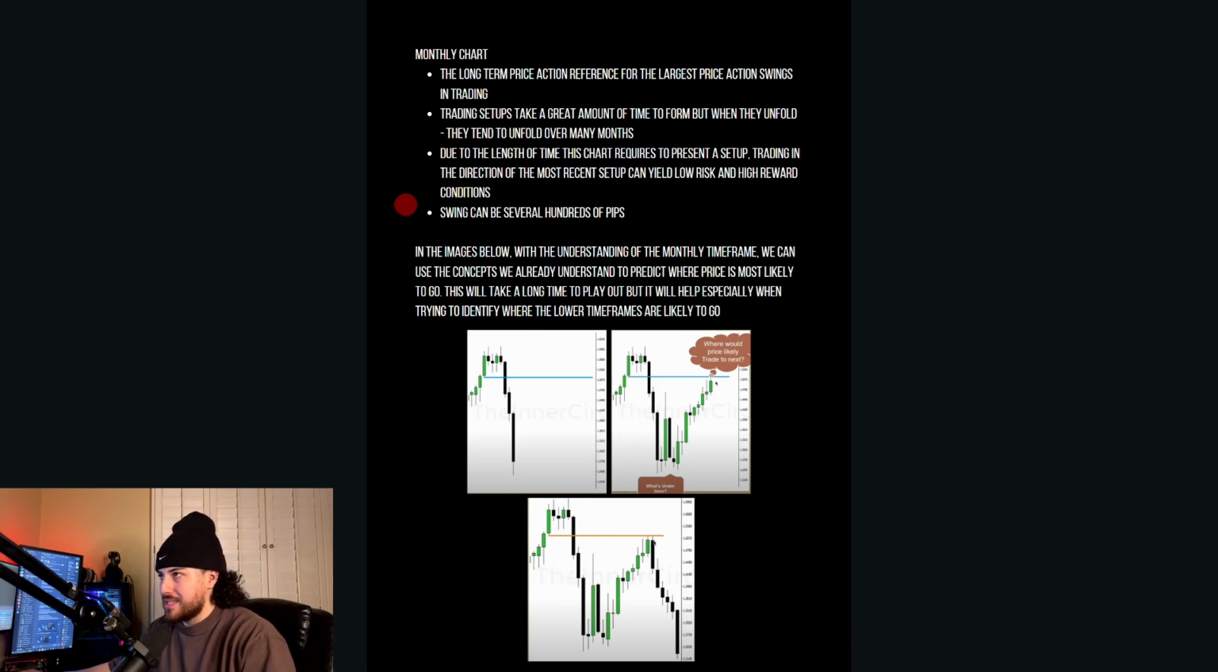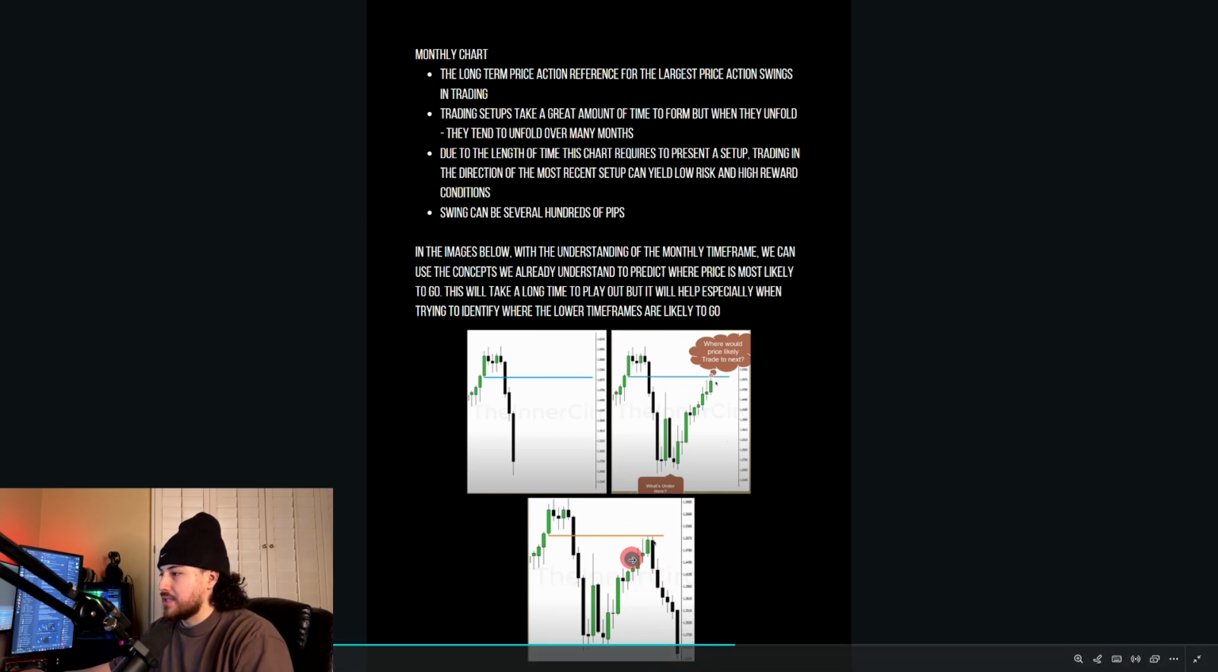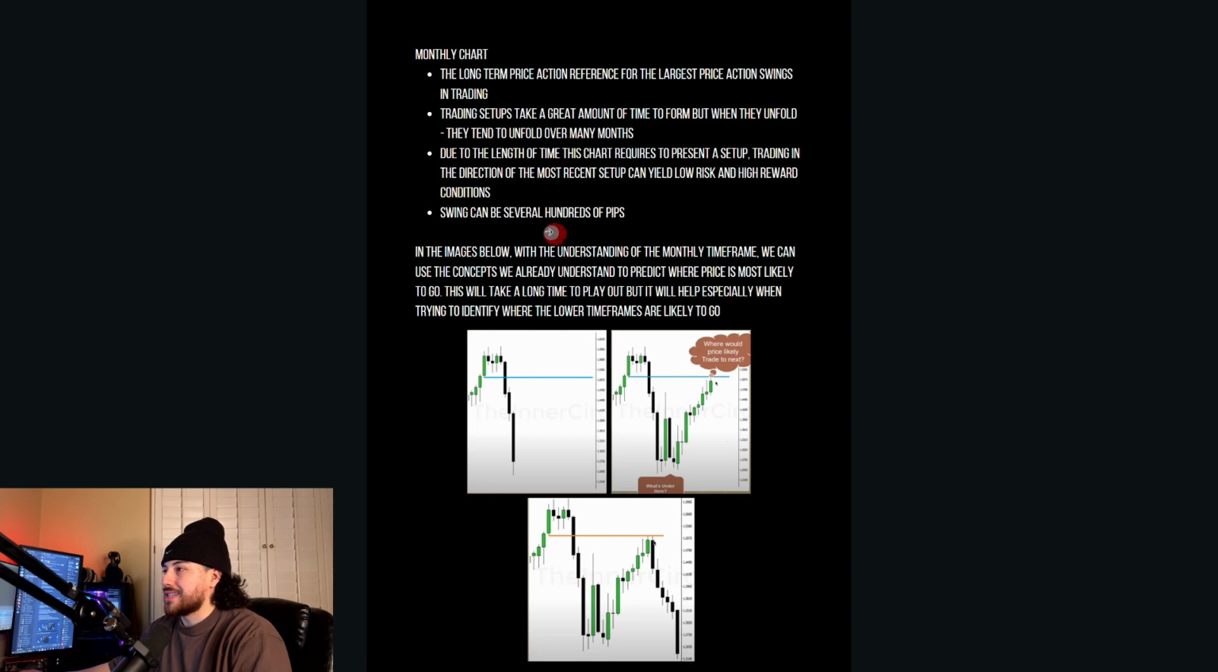So ICT is basically describing that if you're using a monthly chart, this is a great way to make long-term predictions on what price is going to do, but it is going to take a long time to play out. Remember, if you're on the monthly chart, it is going to take 1 month for even one candlestick to form. So obviously, if it is going to, like here, make a new lower low, this could take several months, maybe even up to a year. But at the same time, these swing moves can generate hundreds of pips.